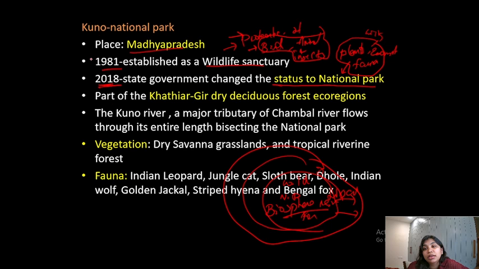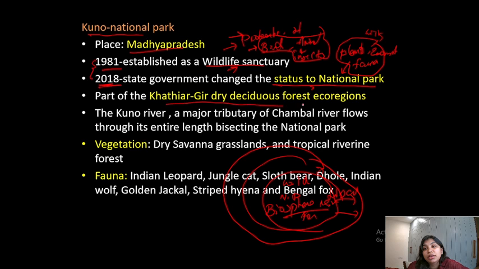When I'm explaining why we shifted the cheetah to Kuno National Park, then we'll understand why the status was changed from wildlife sanctuary to national park. I'll explain this point. For now, you have to understand what a wildlife sanctuary is: protection of wildlife, which could be animals, birds, or insects. A national park protects the flora and fauna and the total ecosystem of the region.